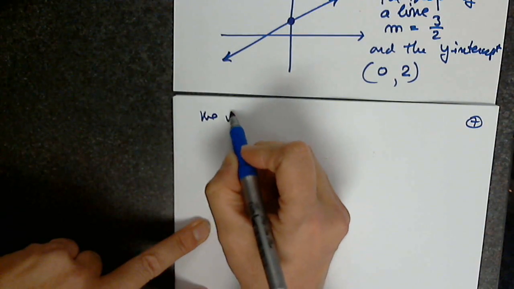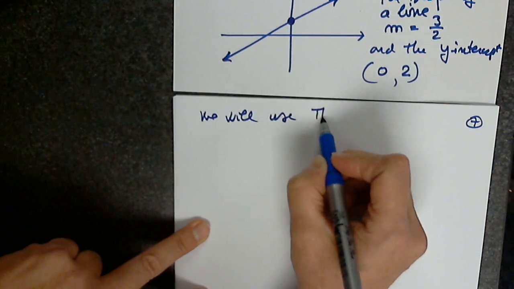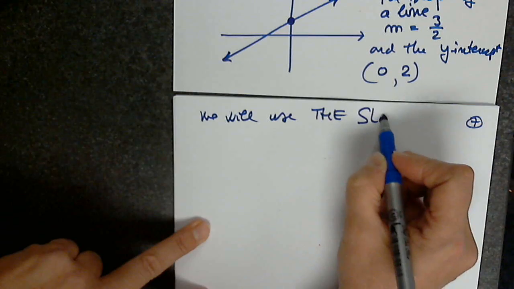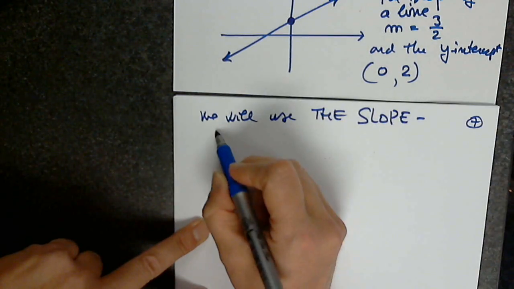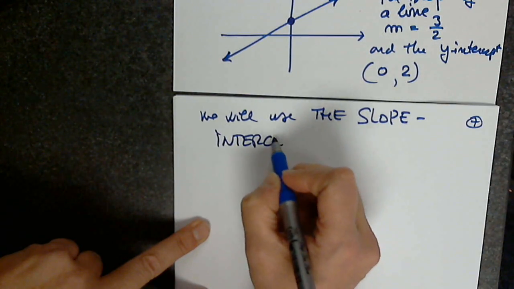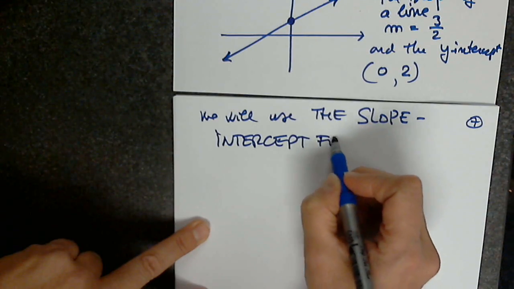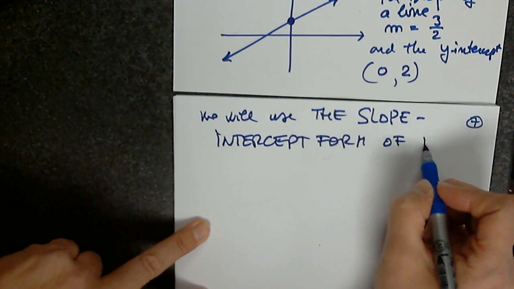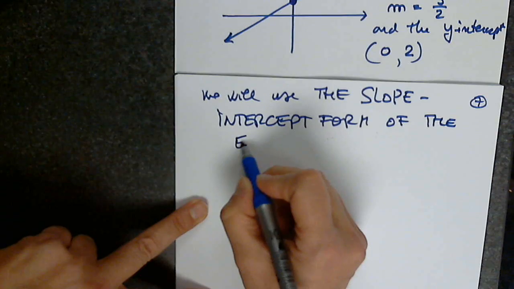So if I have the slope and I have the y-intercept, we will use the slope-intercept form of the equation of a line.